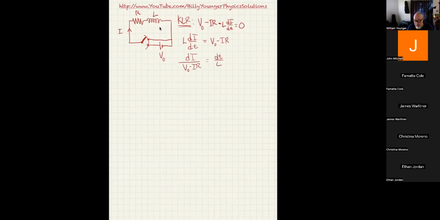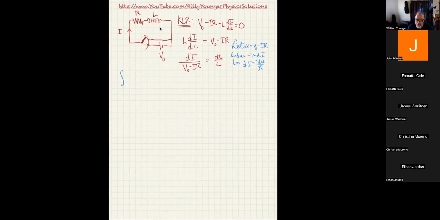Now I'm going to say let u equal V0 minus IR, then du is going to equal negative R times di, or the way I like to do it is di is equal to du over negative R. So I got that now. I'm going to pull the negative and the R that comes in the place of the i of the di. I'm going to place that over with the dt.